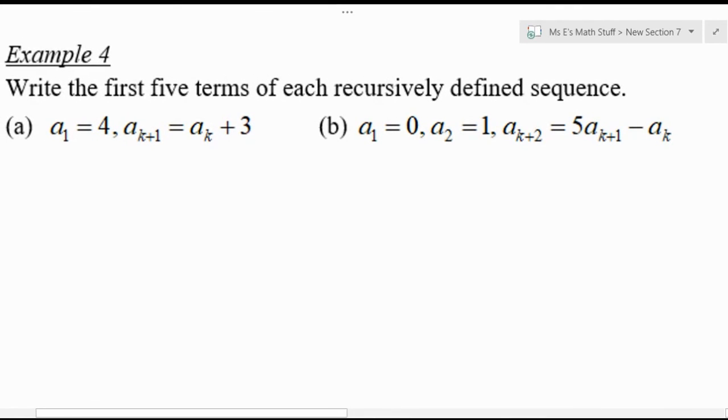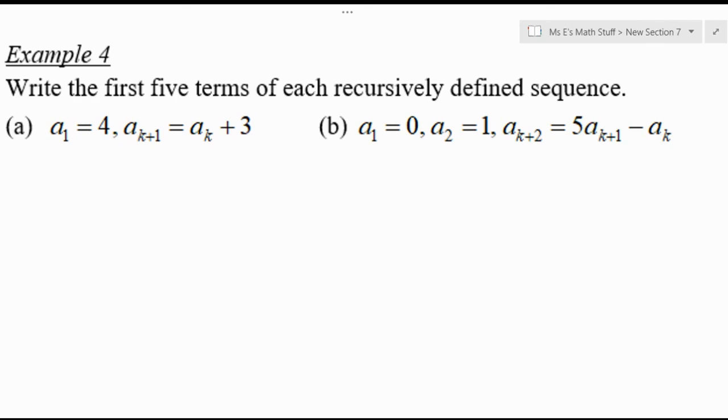All right. Example 4 is our last example, and then I'll make sure you're good with the vocabulary of monotonic and bounded and stuff like that. Anyway, for example 4, write the first 5 terms of each recursively defined sequence. These can be a little tricky at first, but once you get used to them, it's no big deal.